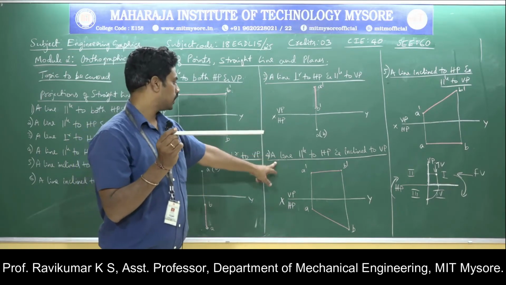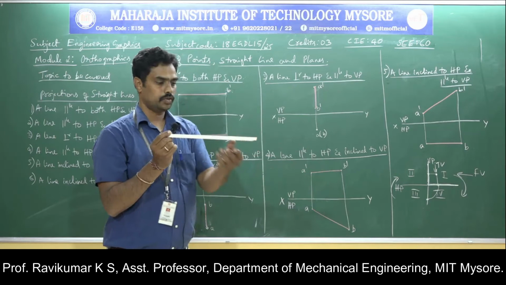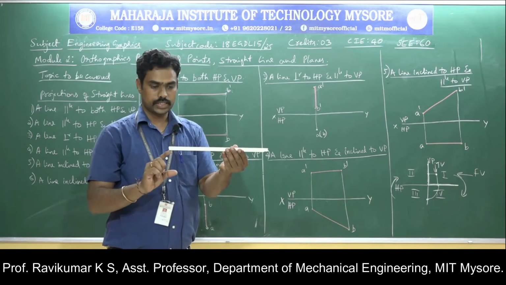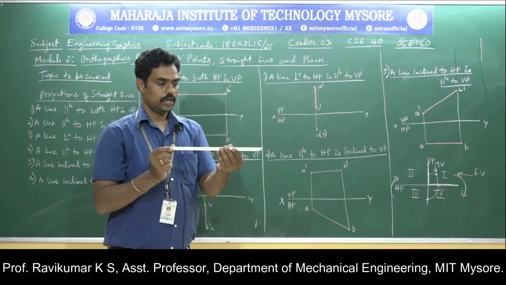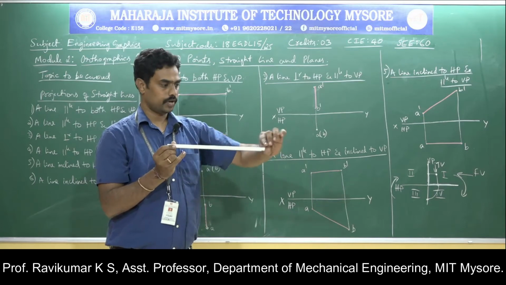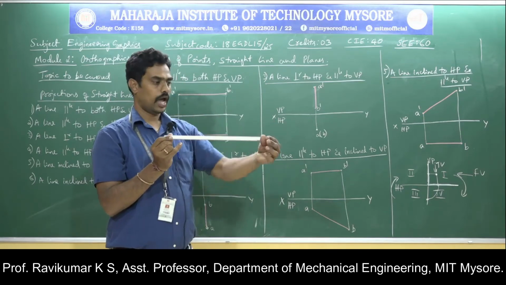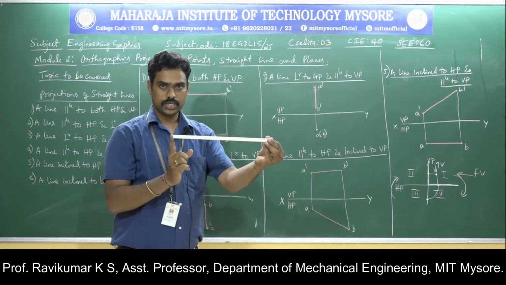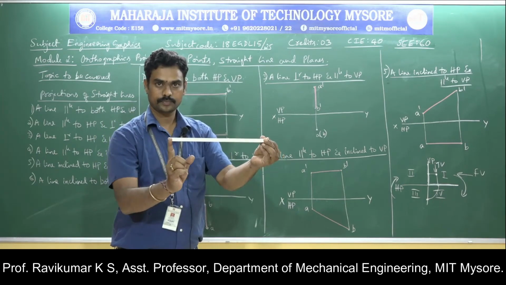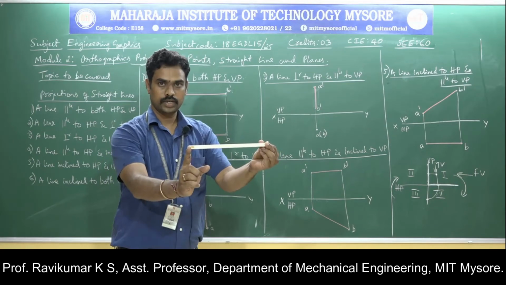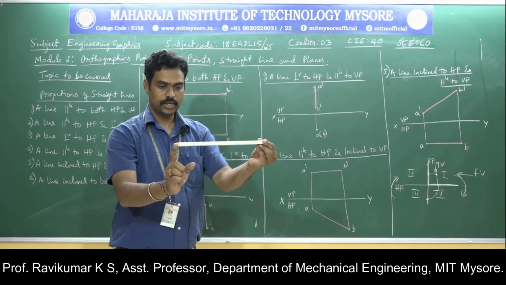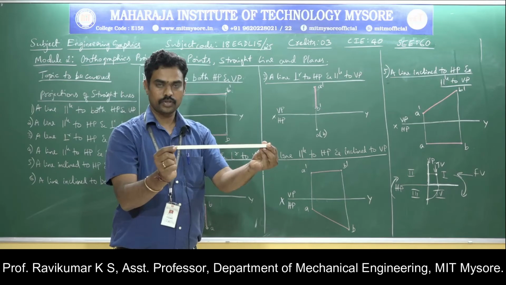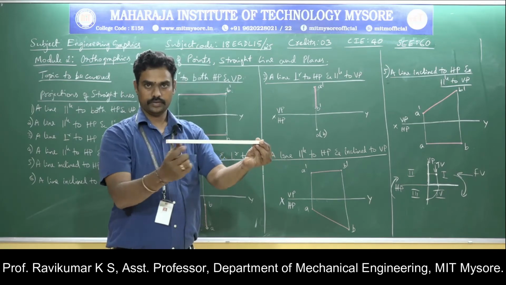Now this case is parallel to HP and inclined to VP. So parallel to HP, I will not vary the distance, this one and this one. Instead I will vary the distance from this point to the board and this point to the board. I will keep this as constant, left hand side, this as constant, this as radius. I am going to rotate this like this. If I rotate this, then I am varying the distance of this point with respect to VP.